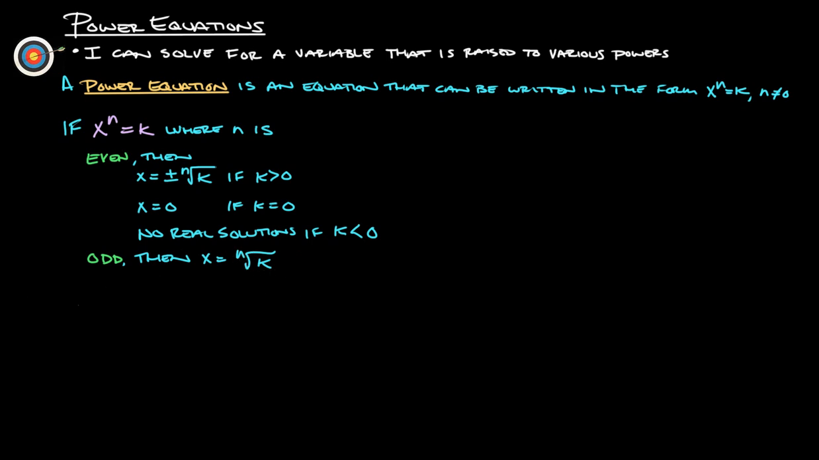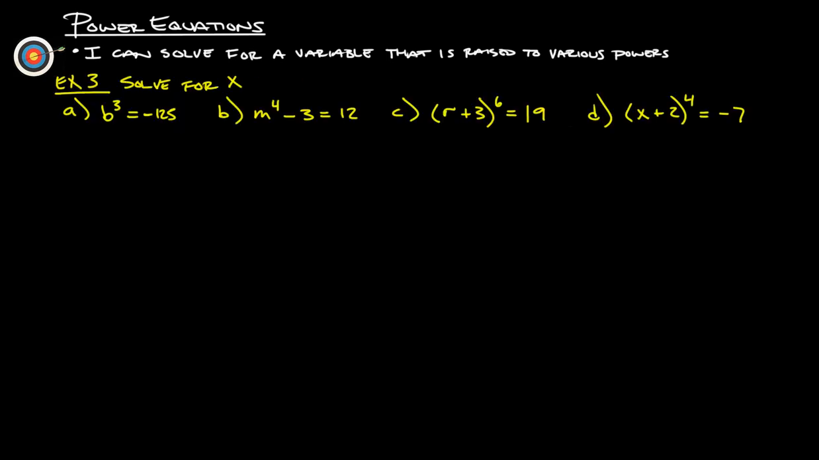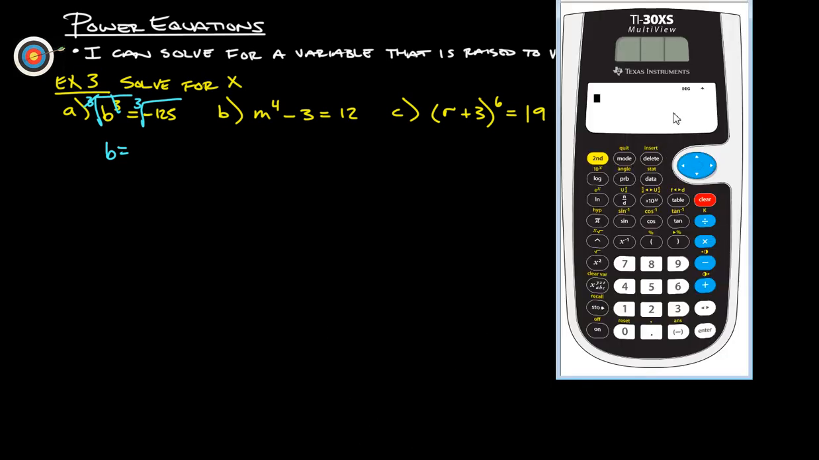Okay, so to show you what we're talking about here, let's take a look at an example. Example 3, solve for x. We've got b cubed equals negative 125. To get rid of the cube, we have to take the cube root, right? So we're going to take the cube root of both sides. The cube root and the cube cancel each other out, and so we get b equals. And then we have to figure out what times what is negative 125.